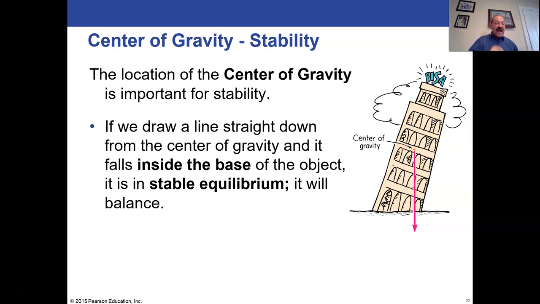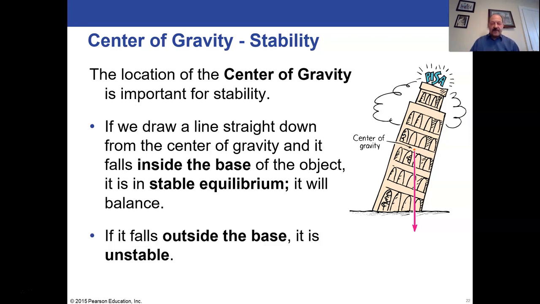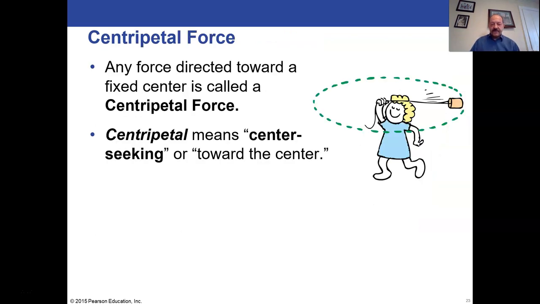But if most of the mass is keeping it in the ground, it won't rotate down into the ground. So one way to test for stability of a standing object is to look for the center of gravity and draw a line straight down. If you're still within the base of that building, you're probably okay for that type of stability. Now, obviously, there are a lot of other engineering issues you'd have to deal with, but this is just one. So if it falls outside of the base, it's definitely unstable.